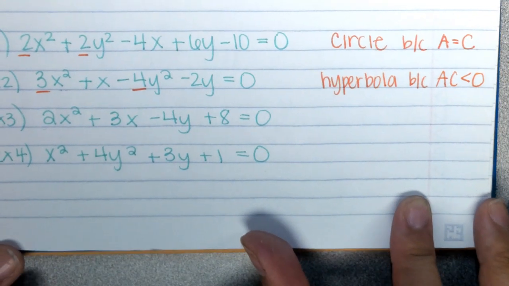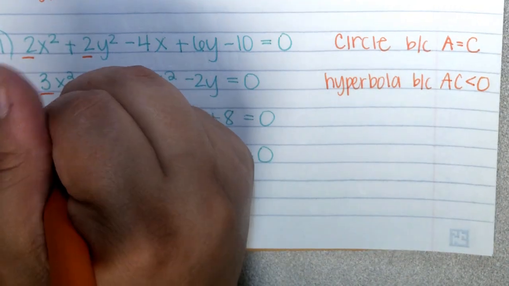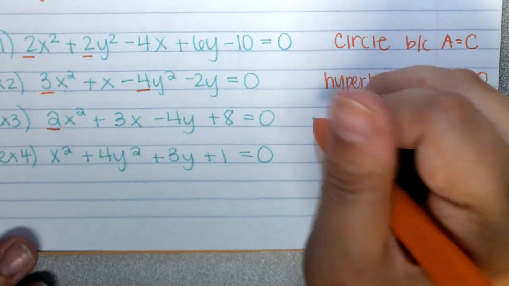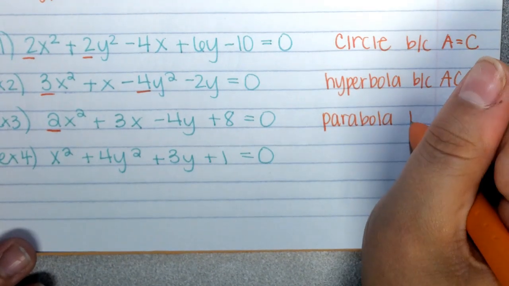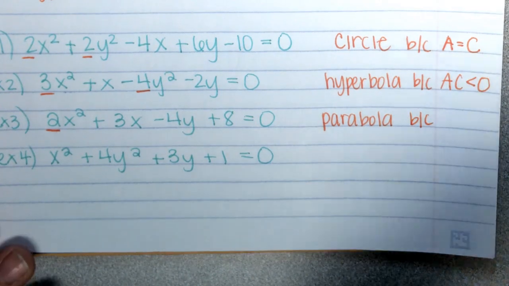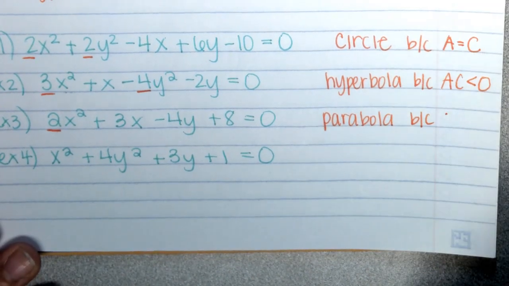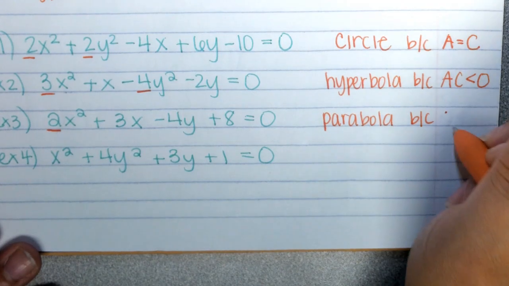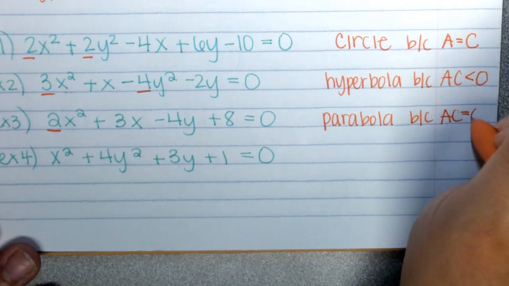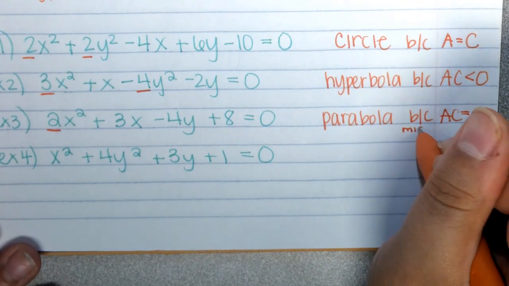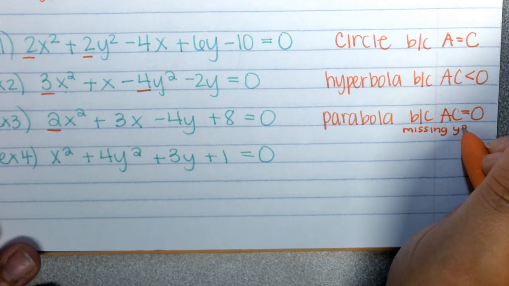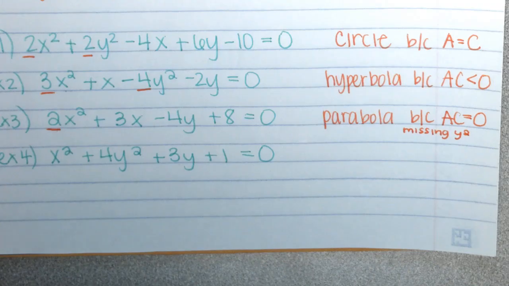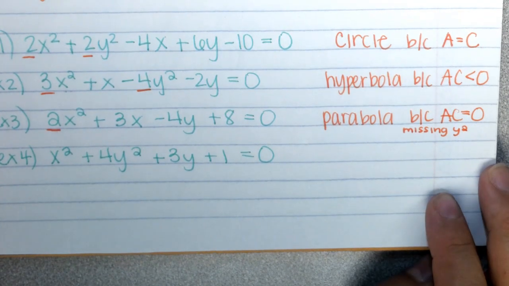Example 3, what do we get? Why is it a parabola? Although you're right, it is missing y squared, what is my official reasoning? Nope, not missing anything. What are we going to say? A times C equals 0. So it is missing y squared. You can write that down, but the official justification is A times C equals 0. So all of your justifications need to be in terms of A and C.